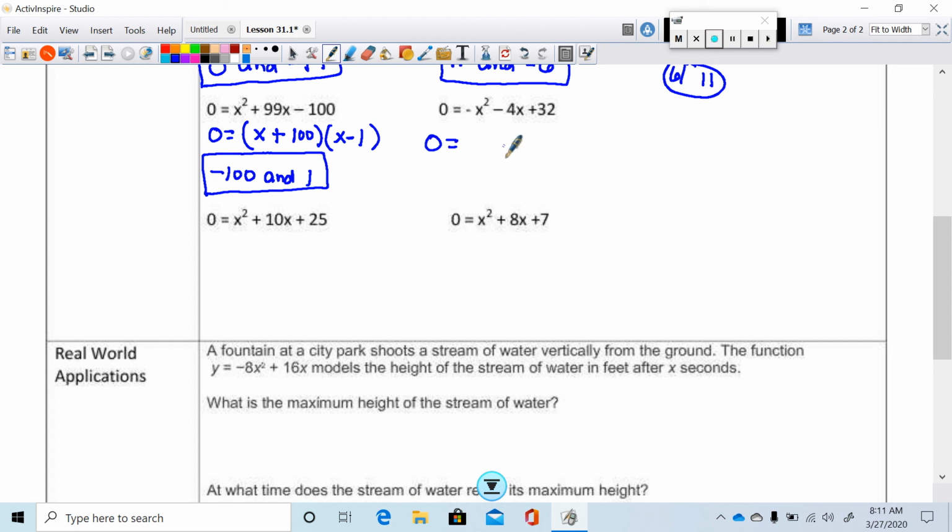This next one, okay, you don't want a negative in front of your squared term, so I'm going to factor out a negative 1, which pretty much means change all the signs. So I'm going to change it to x squared plus 4x minus 32.